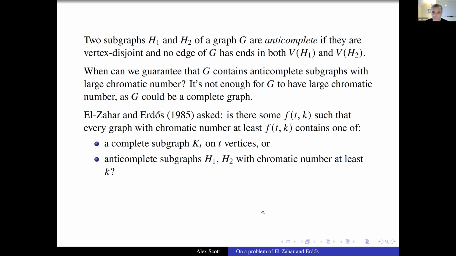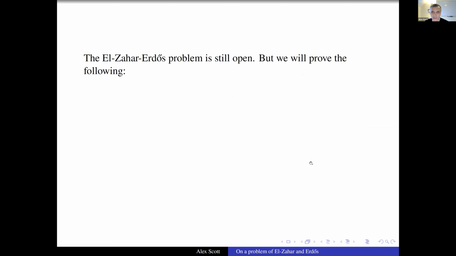Okay, so here's the basic question, which is still very much open. If you have large chromatic number, do you get either a large clique or a pair of anti-complete subgraphs with large chromatic number? So we haven't solved the El-Zahar Erdős problem, but we have proved a couple of results that we like.